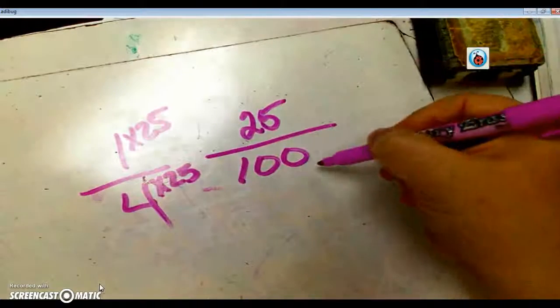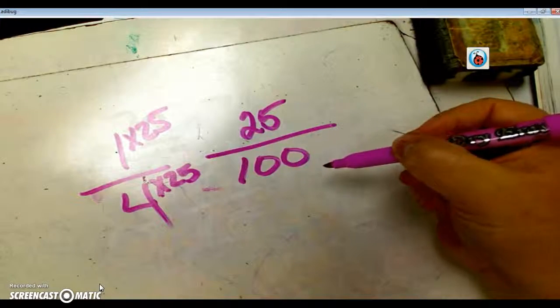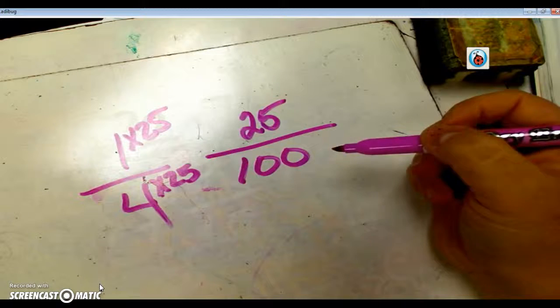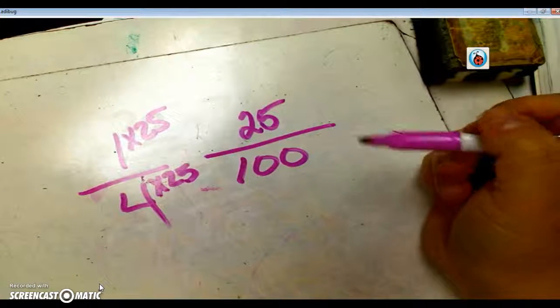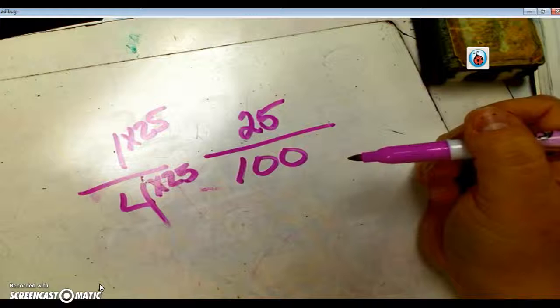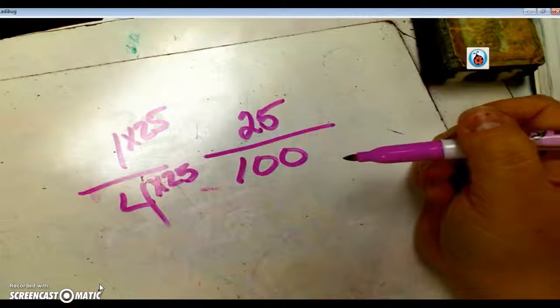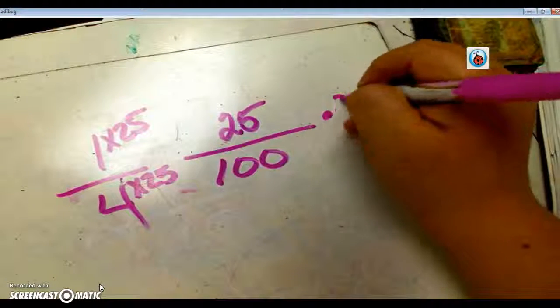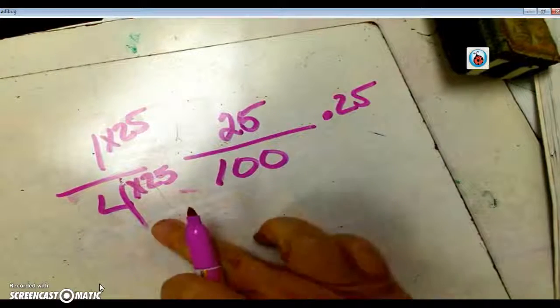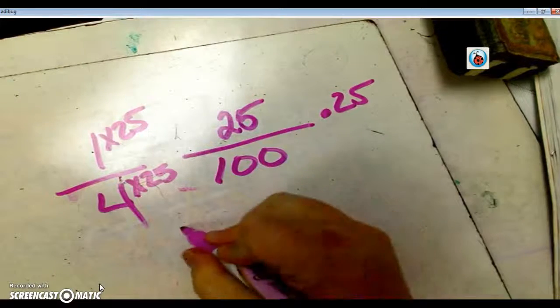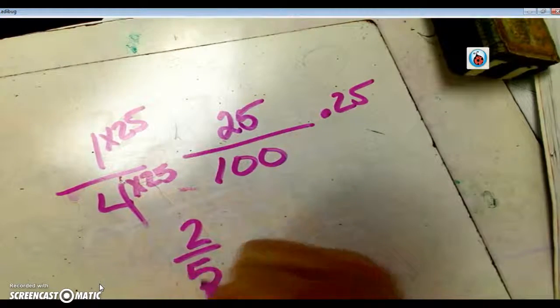We can do 25/100 as a decimal, right? How do I do that, Taylor? 0.25. Okay, very good. So I could create an equivalent fraction, or even if I had like 2/5.